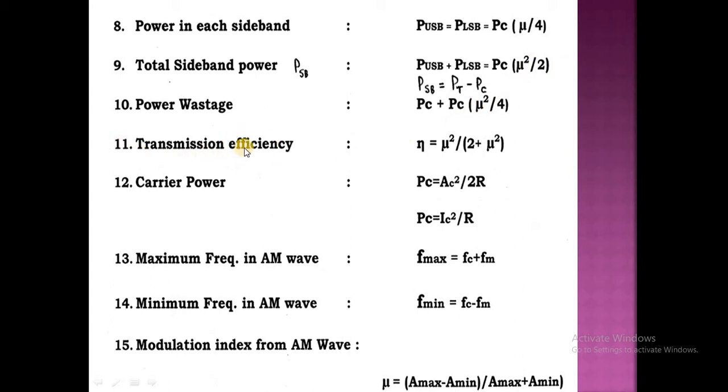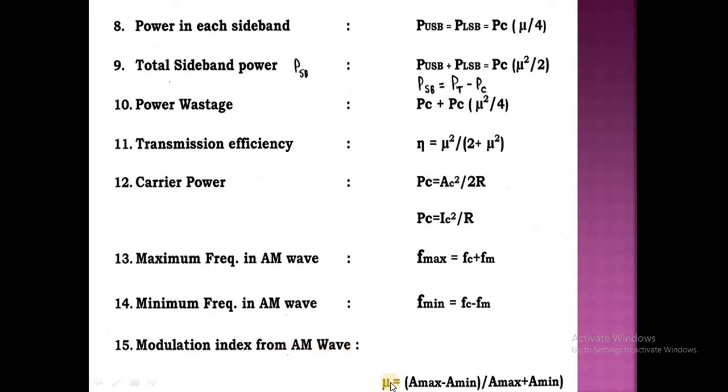Another important formula is transmission efficiency. It is also very important, that is mu square by 2 plus mu square. What is carrier power? Carrier power PC equals AC square by 2R. Maximum frequency in the AM wave is FC plus FM. Minimum frequency is FC minus FM.